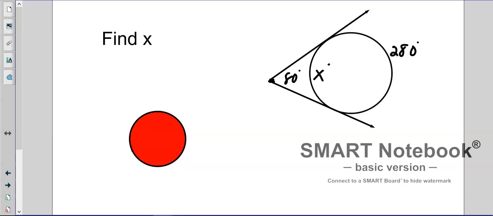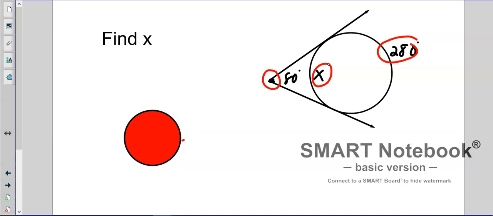Find x. Okay, so now remember, when they intersect outside like this, it's a very simple formula. You won't have to memorize this. It'll be on the formula card. It's the big arc minus the small arc. So you take the big arc minus the small arc, divided by 2, equals the angle.